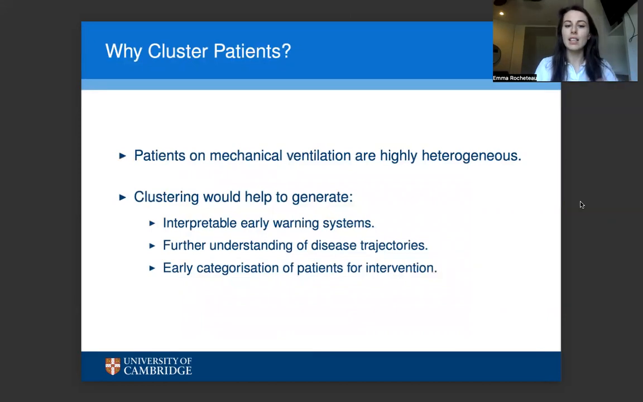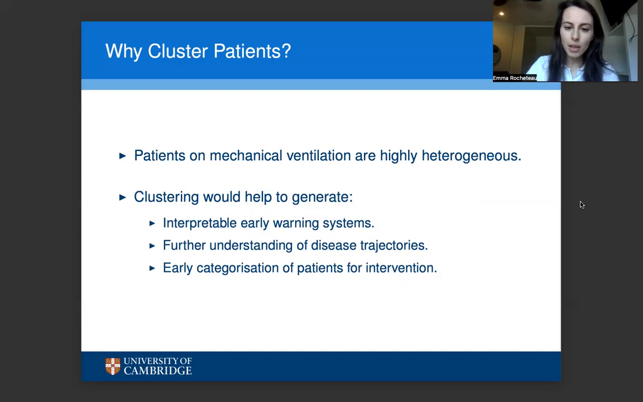Patients on mechanical ventilation are a highly heterogeneous group with widely differing outcomes, but we don't have robust evidence-based treatment protocols for different types of patient. And because patients have such high mortality on ventilation, even a small improvement could make a big impact.